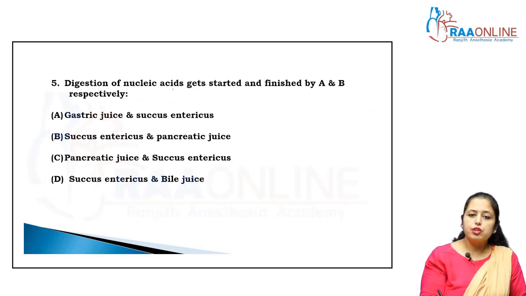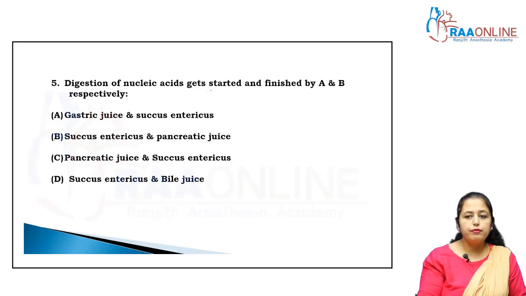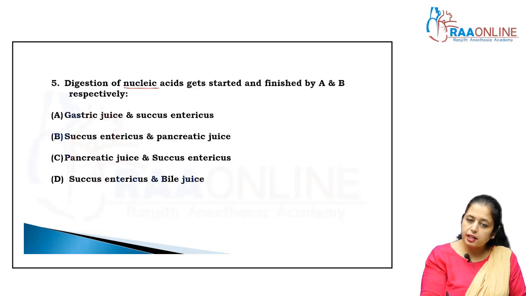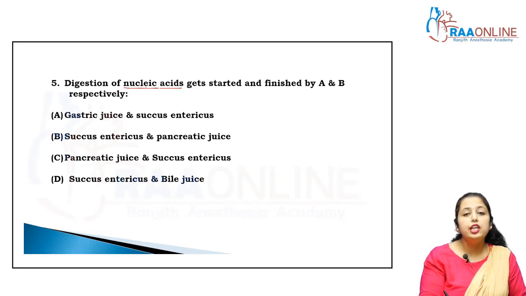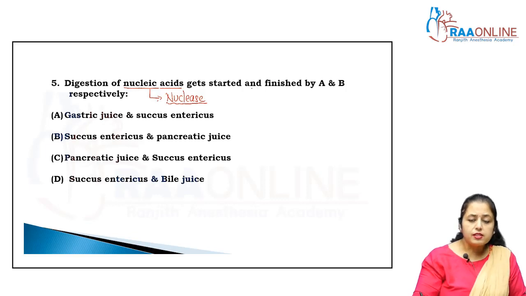The next question is digestion of nucleic acids. It gets started and finished by A and B respectively. Digestion of nucleic acids, that means they talk about the nuclease enzyme which is responsible for the nucleic acid, right? Started and finished by A and B respectively, that means it starts with the nuclease present in the pancreatic juice.